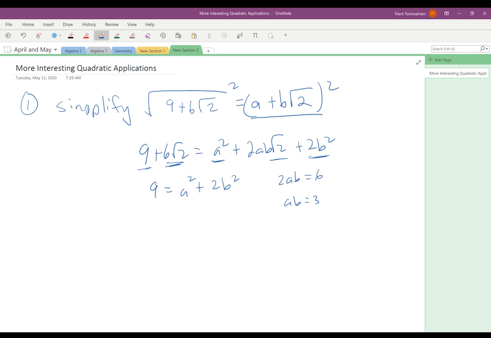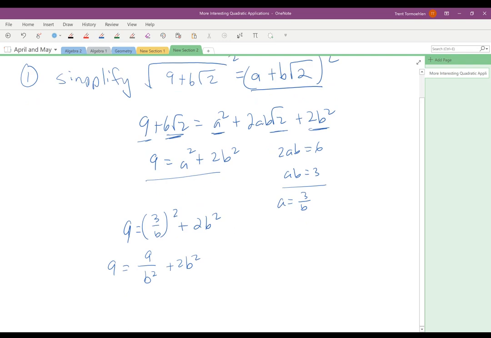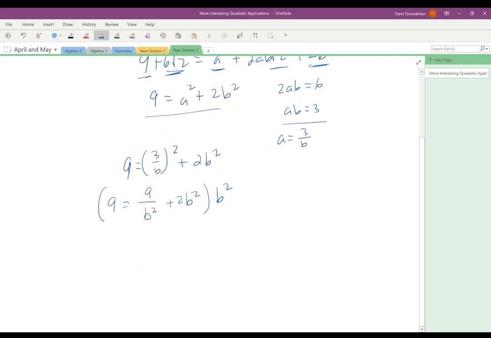And so instead, what you need to do is think about, well, this is actually just a system of equations. So I need to let a equal 3 over b and see if I can solve it. And so that's going to give me 9 equals (3 over b) squared plus 2b squared, and so that equals 9 over b squared plus 2b squared. Well, to solve this, I'm going to have to clear out that denominator and get 9b squared equals 9 plus 2b to the 4th, which you might be a little bit concerned about because it's a quartic problem.